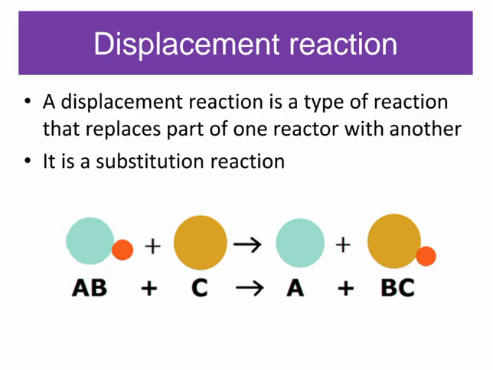A displacement reaction is one wherein an atom or a set of atoms is displaced by another atom in a molecule. Let us take a simple example. When iron is added to copper sulphate solution, it displaces the copper metal. I repeat, for example, when iron is added to a copper sulphate solution, it displaces copper metal.